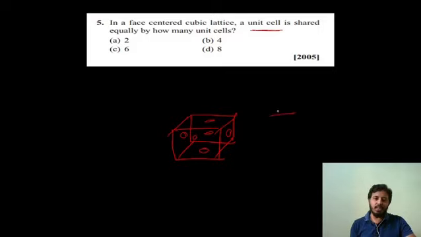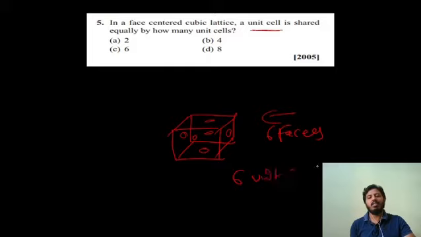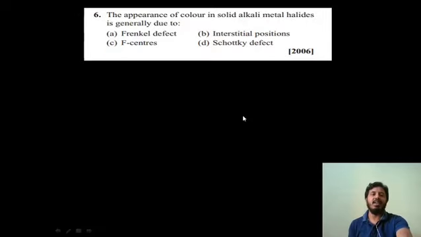So if it consists of 6 faces, one unit cell is shared equally by 6 unit cells. So for question number 5, it's option C.